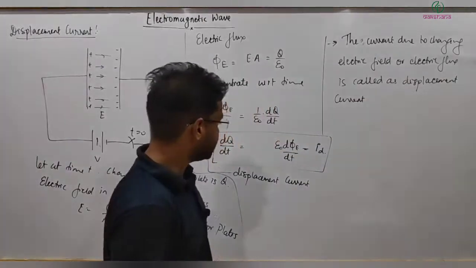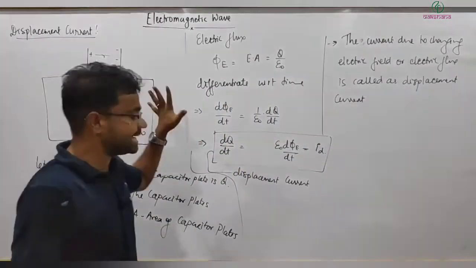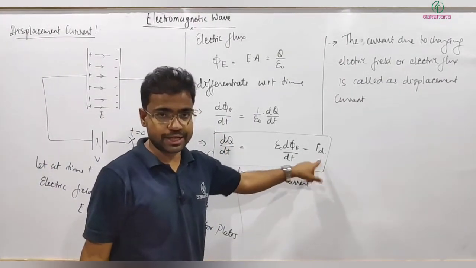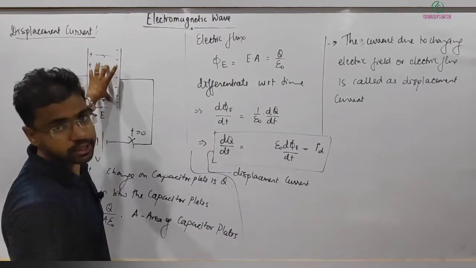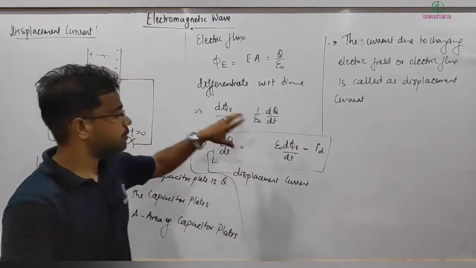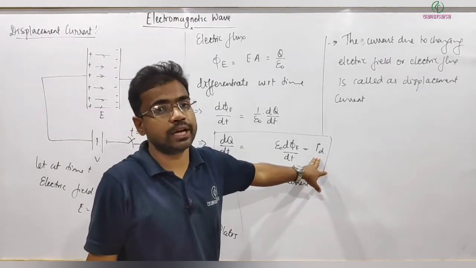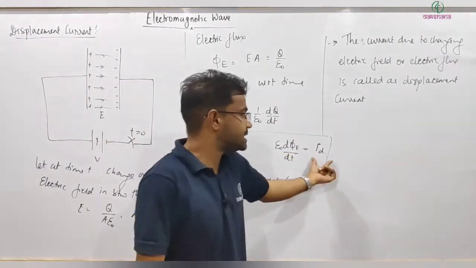So Maxwell found that actually there is also current in this region, and that current is not conduction current. This current is displacement current. So whatever magnetic field Maxwell observed in this region was the contribution of displacement current, not conduction current, because conduction current in this region is 0. So this term is quite important.